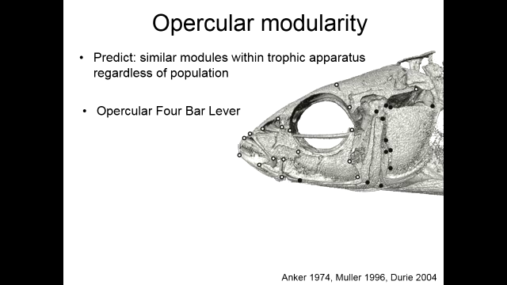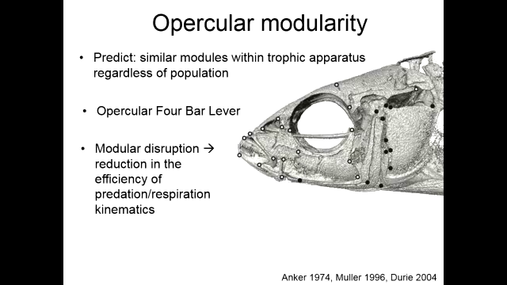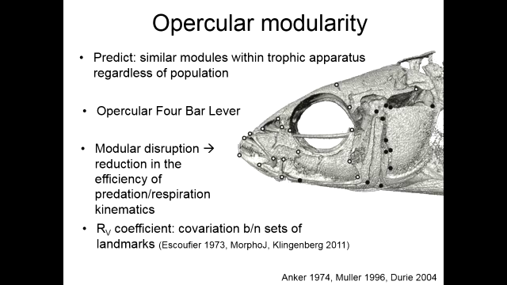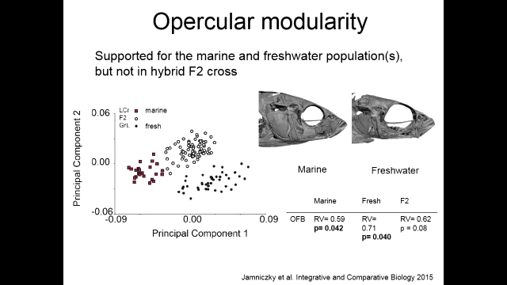Generally speaking, the opercular 4-bar lever functions in terms of respiration, but also feeding. It so happens when we disrupt this module for whatever reason, we reduce the efficiency of predation and respiration kinematics. And this has been shown experimentally. We can use what's called the RV coefficient. So essentially, we can measure covariation between sets of landmarks to ask these questions about phenotypic integration in marine and freshwater environments. And so I'm just going to talk a little bit about some data that we just published.